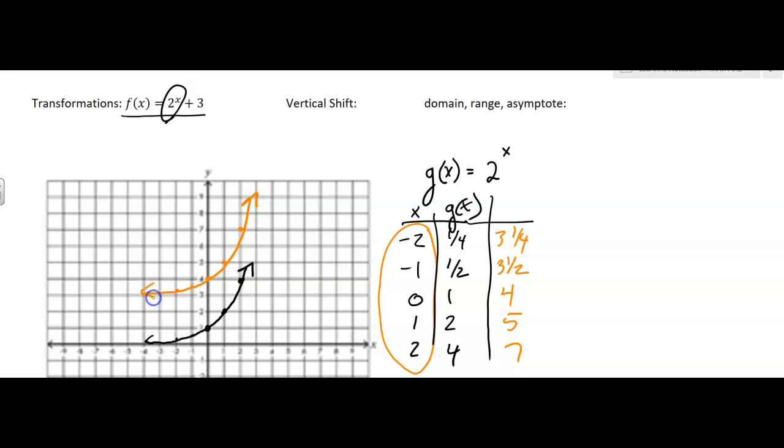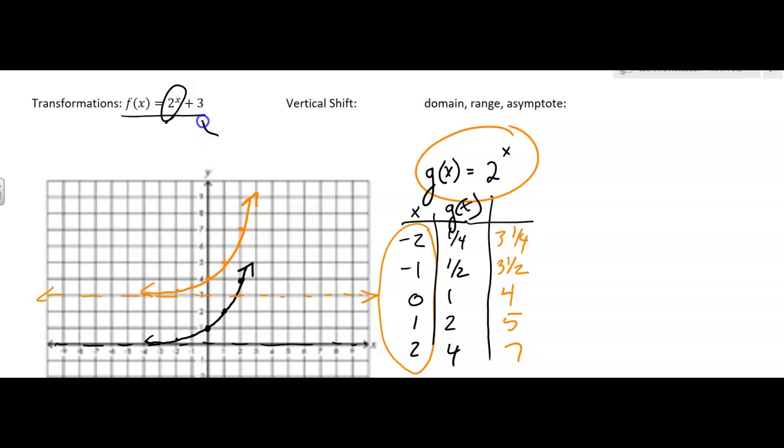this. Okay, so it's like you picked up the parent function, the 2 to the x, g of x here. You picked it up and shifted all those points up 3. Okay? Now, this also moves the asymptote. So the asymptote is now here. The asymptote used to be the x-axis, right? It used to be here, but now that's shifted as well. This is called a vertical shift.